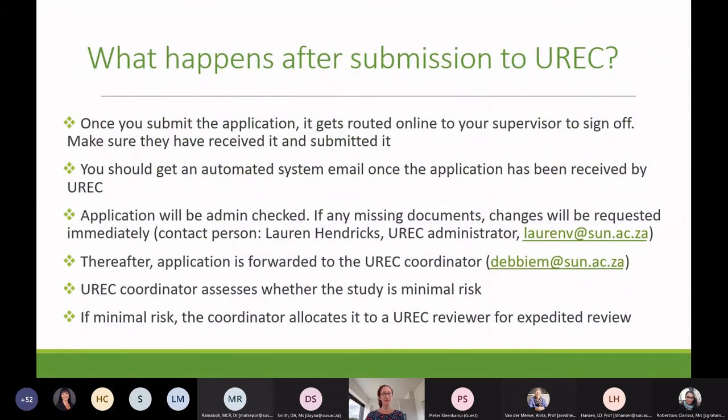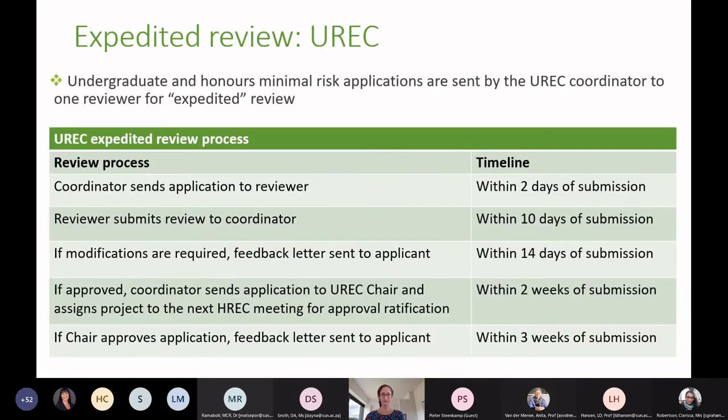Once you've gone through all of that and submitted, what happens? It gets routed to your supervisor if you're a student, and that will be the case for UREC, to sign off first on the online system. So check that they've seen it and they're going to sign off before the deadline. You should get an email notification once you've submitted and your supervisor has signed off. And then there's an admin check. So Lauren Hendricks is our administrator at UREC. She does a check to see all the right stuff is there. If not, she'll contact you and say changes are requested. And if everything's complete, then she forwards it to me as the UREC coordinator. And because it's minimal risk, I can send it to one UREC reviewer who does the review.